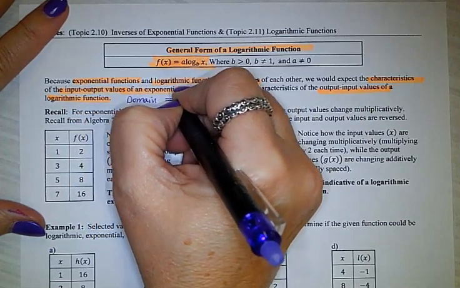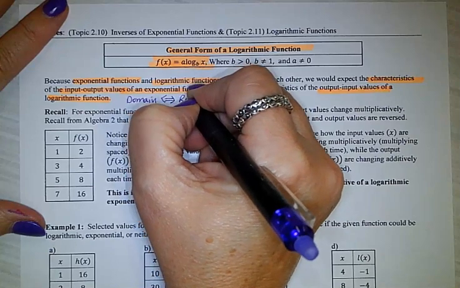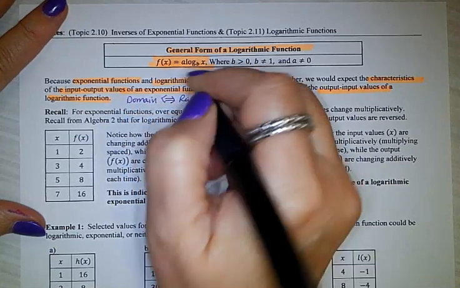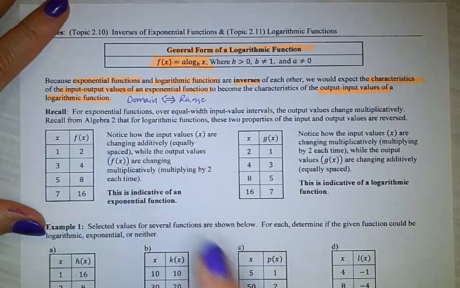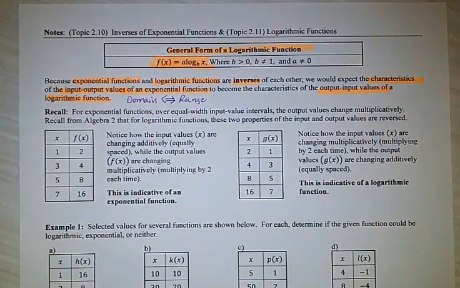And I'm going to do the double arrow. So what was the domain becomes the range. What was the range becomes the domain. That's the basic overall characteristic that we have learned in previous lessons.